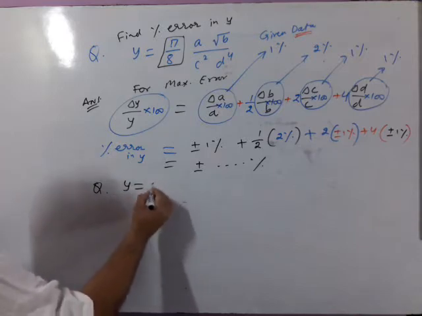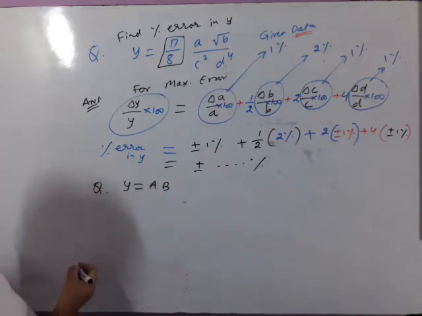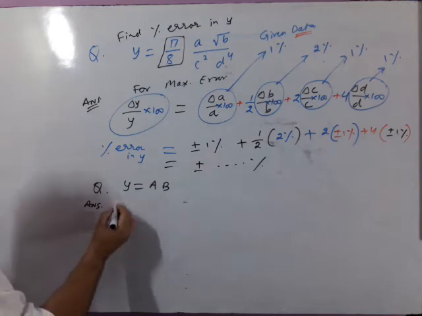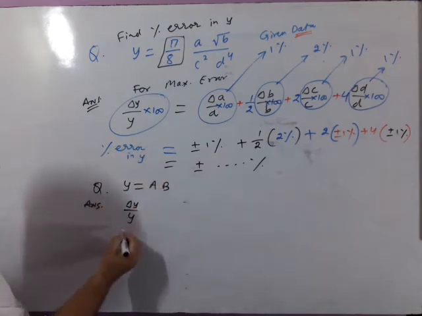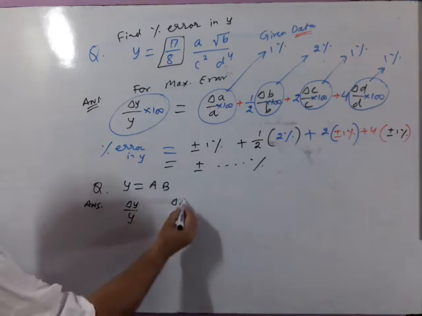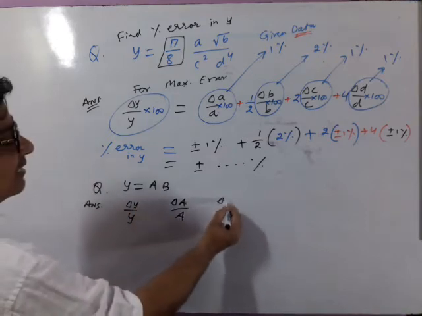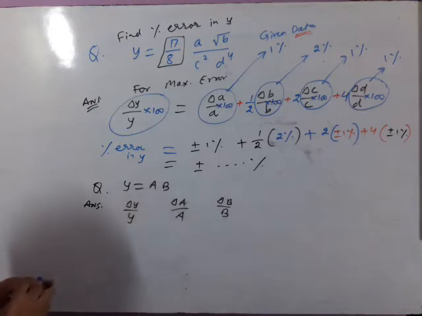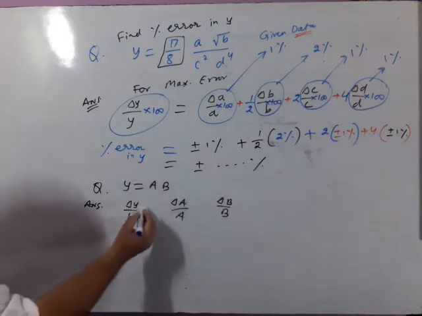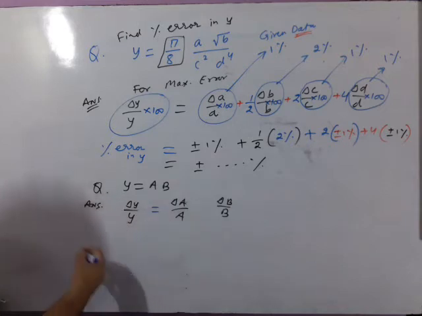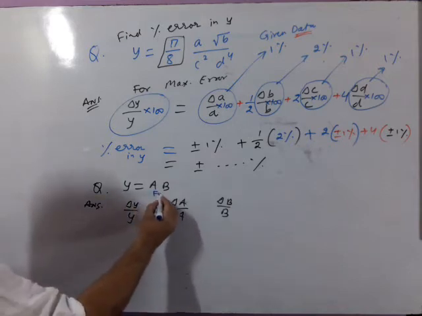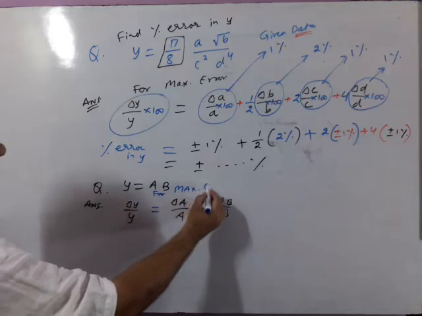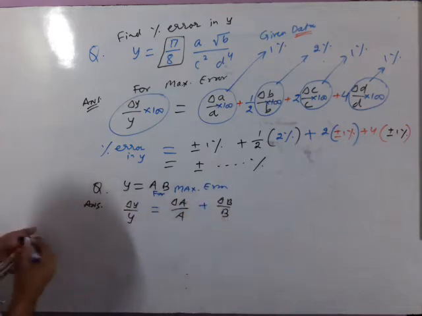Now see the simple questions. If you are given Y is A into B, then what will you do? Same technique, same rhythm. If it is Y, delta Y by Y. If it is A, delta A by A. For B, delta B by B. This is simplest numerical. But numerical is numerical. It is equal sign, write equal. For max error, put plus sign in between them.